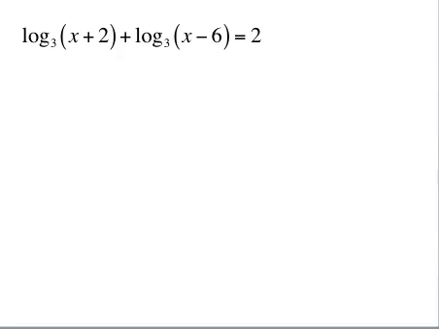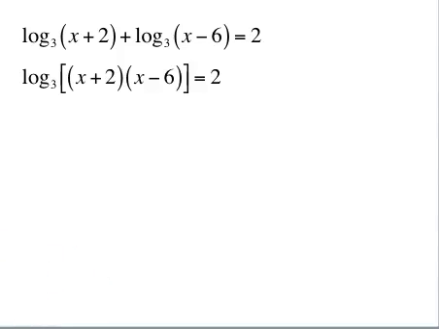So the question is log base 3 of x plus 2 plus log base 3 of x minus 6 equals 2. So the sum of the logs is the log of the product. This is log base 3 of x plus 2 times x minus 6. And then we realize that's 3 to the second power. 3 to the second power equals x plus 2 times x minus 6.